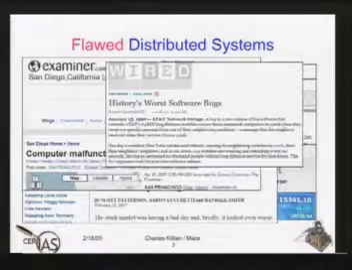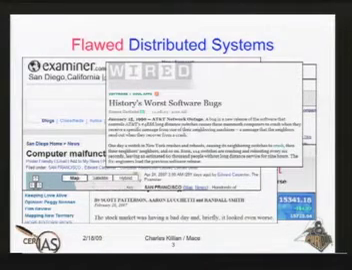Then there was a glorious outage of AT&T's long-distance switches in 1990. Whenever the long-distance switch received a particular signal, the long-distance switch would reboot.